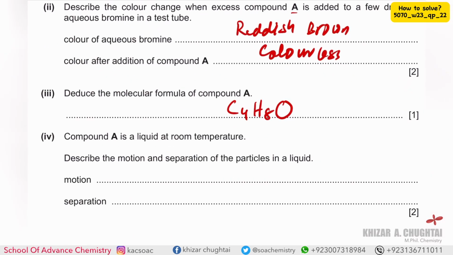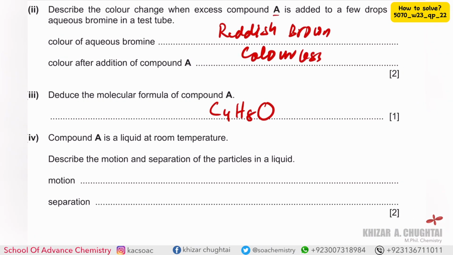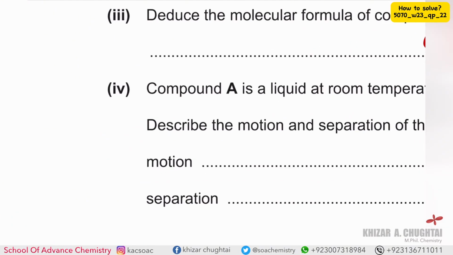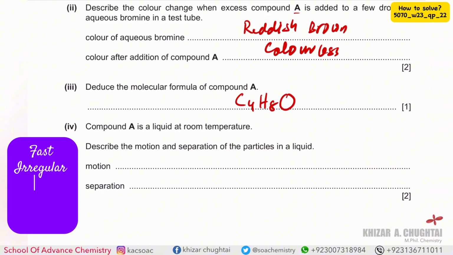C4H8O. Compound A is a liquid at room temperature. Describe the motion and separation of the particles in a liquid. So this is once again a typical question. Here we can describe how fast they are, are they regular or irregular, what are the gaps between them, are they moving randomly, is there a random movement, and what is the energy of the particles, and so on. So: fast, regular, irregular, gaps, random movement, or no movement, and so on.